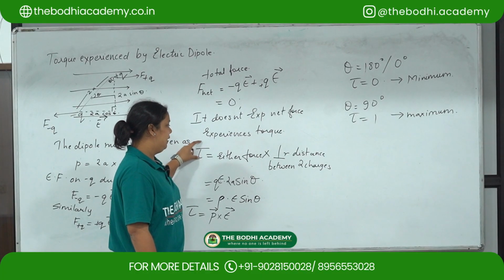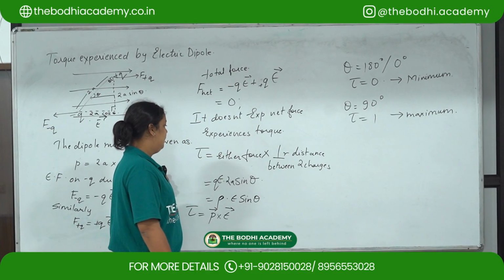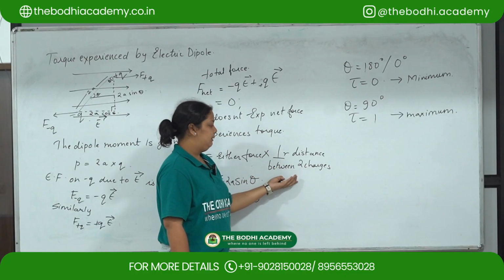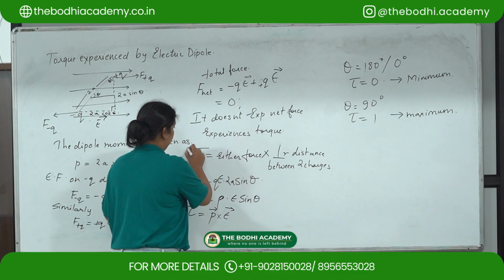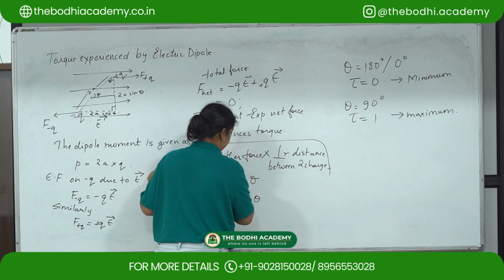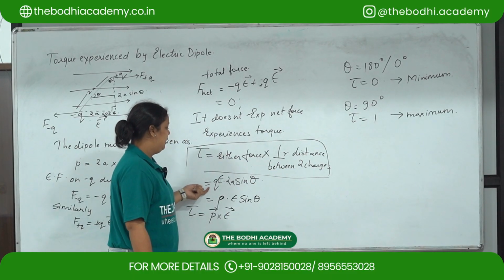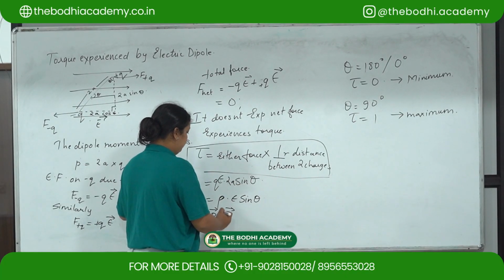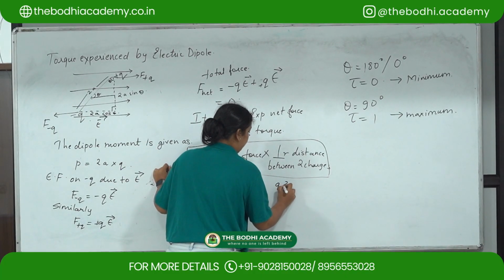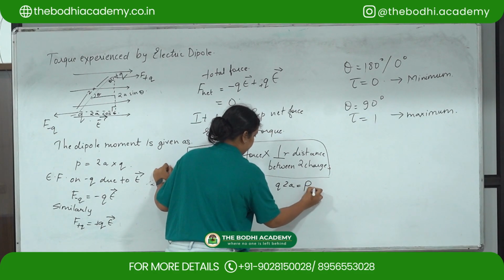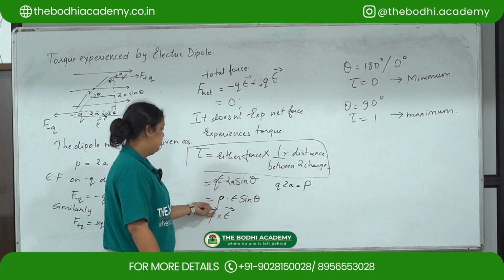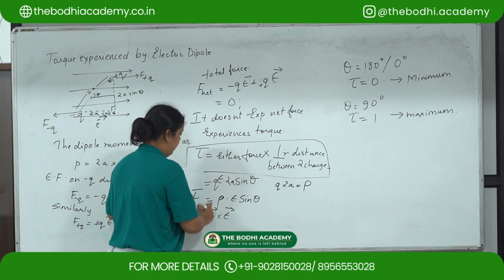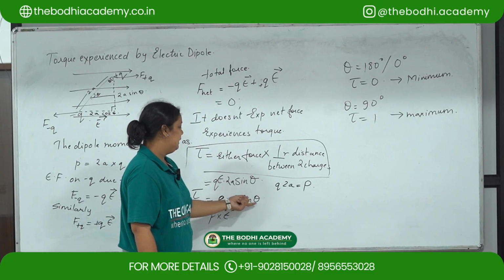So torque is given as either force, so any one of the forces, into the perpendicular distance between the two charges. So this is an important formula. This will be given as QE 2A sin theta. So we have seen that Q2A is equal to P. So we have substituted this here. So the torque, that is tau, is equal to P E sin theta.